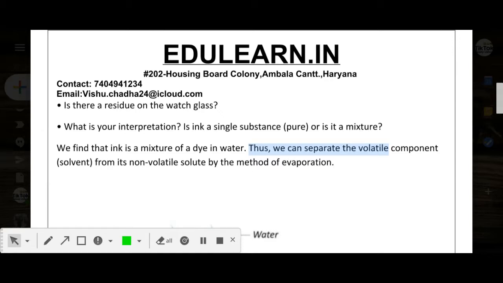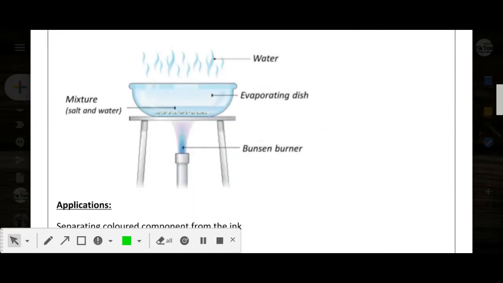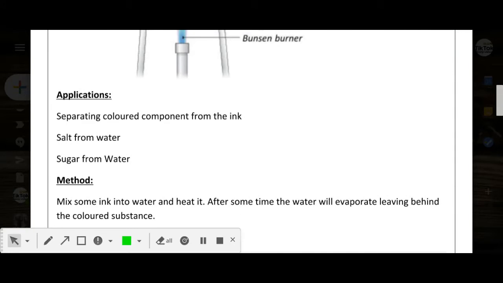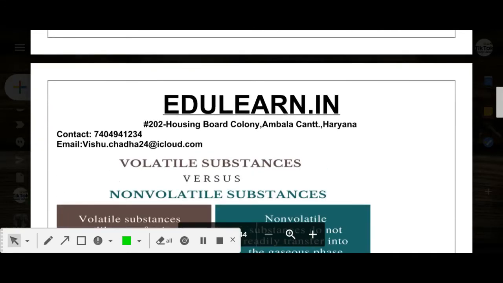Volatile means that it is easily evaporated at low temperature, and non-volatile means that it needs a higher temperature for evaporation. See, this is a kind of figure. And what are the applications? It is used for separating salt from water, sugar from water. And the method is: mix some ink into water and heat. After some time, the water will evaporate, leaving the colored substance, that is dye, behind.